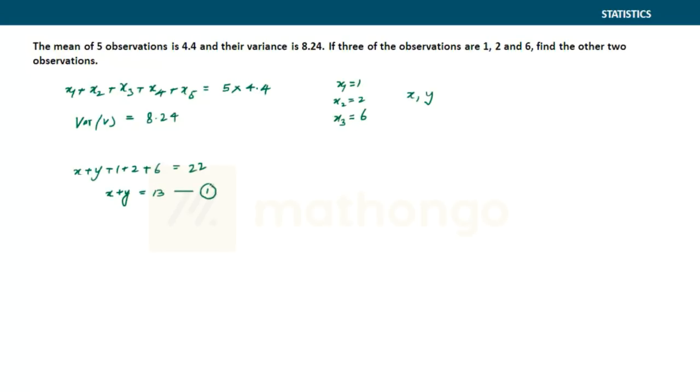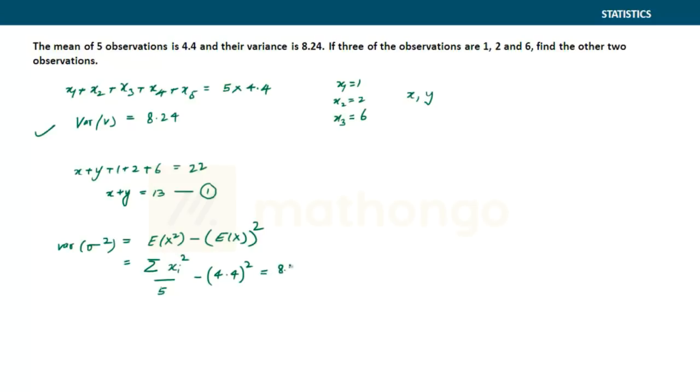So for x and y, two variables, you get equation 1, that is x plus y is equal to 13. Now our target is to find another equation in terms of x and y, because there are 2 parameters, and for this we have to use the definition of variance. So what is variance? Variance is sigma square, which is written as E of x square minus E of x whole square. E of x is nothing but the mean. And what is this? This is the summation of xi square divided by 5, right? And this is given to be 4.4 whole square.